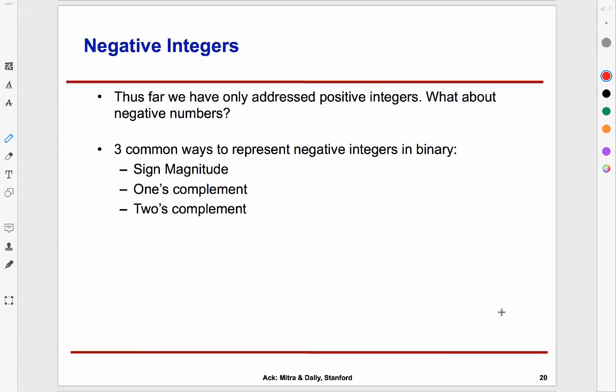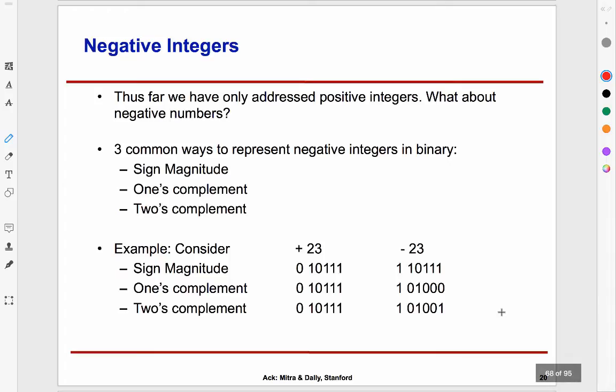Let's say I have the number 23. If all I wanted to represent was the number 23, then I could use 5 bits, and that would be 10111.